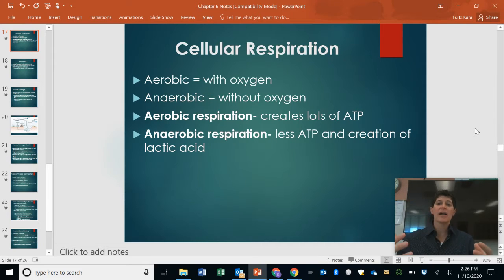So if I go on a run, I'm going to start using aerobic respiration. But if I keep running, sooner or later, my body isn't going to be able to keep up with the demands of the muscle, and there's not going to be enough oxygen. At that point, the muscle is going to switch over and start using anaerobic respiration. The downside of this is you don't produce as much energy, but you also produce lactic acid.